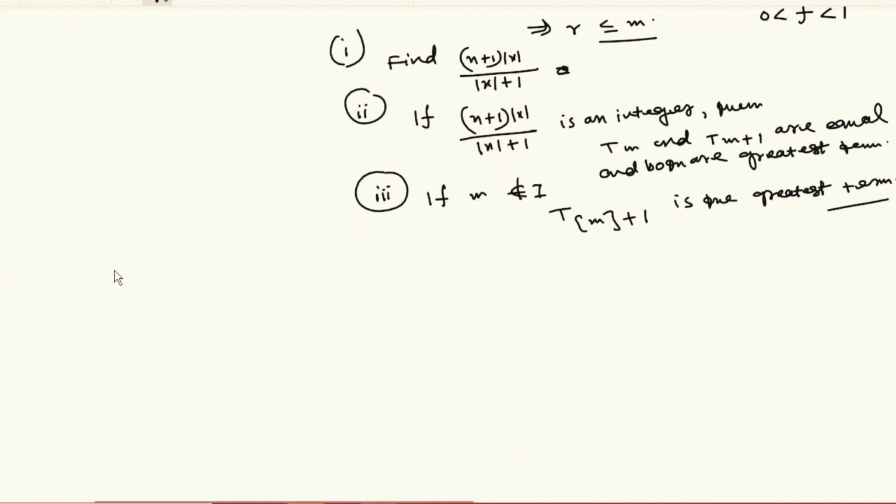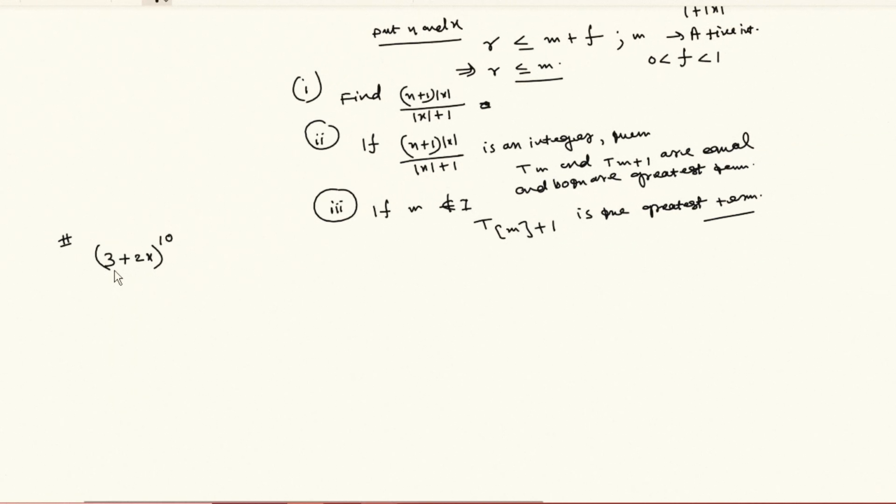So let us find the numerically greatest term in, just take this example, (3 plus 2x) to the power 10. To find the numerically greatest term, I told you first you will express it in the form (1 plus x) to the power n. Here you take 3 to the power 10 common, (1 plus 2x by 3) to the power 10.